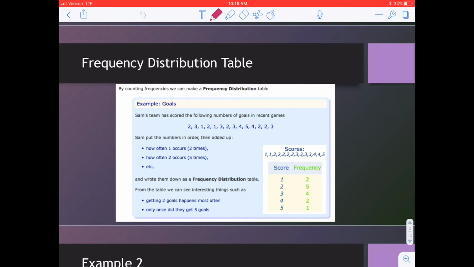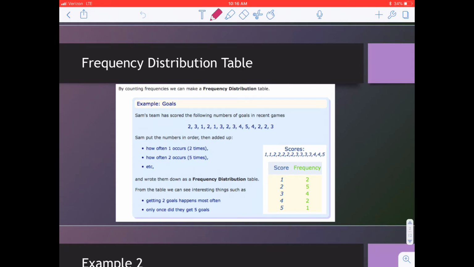And then in the Y column, I list out the frequency. So how many times did I actually get that value? So I scored 1 goal twice. I scored 2 goals 5 times, and then so on. And so when things are broken up in a table such as they are here, I can start saying, okay, I see that I'm more likely to get 2 goals than anything else, or I'm probably not going to get 5 goals because it only happened 1 time, and I can start to make conclusions.